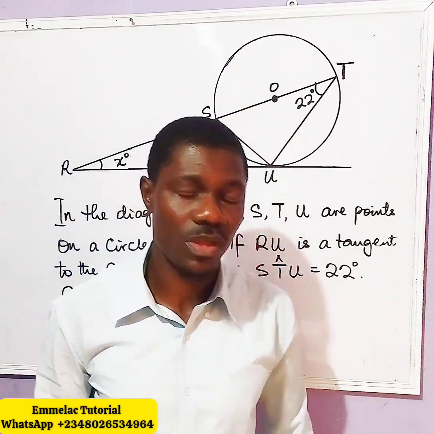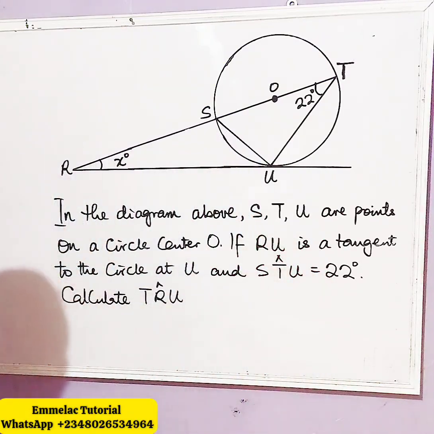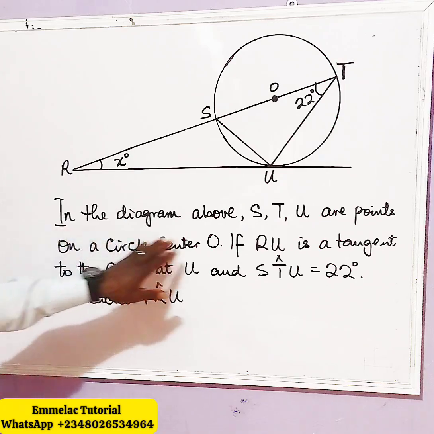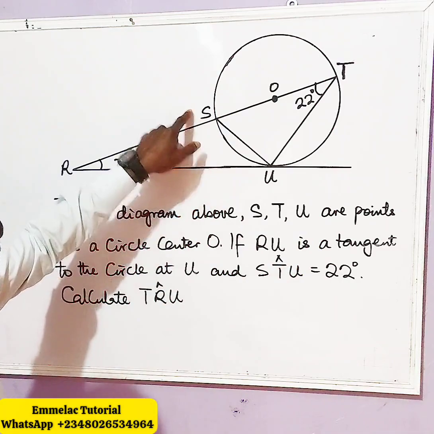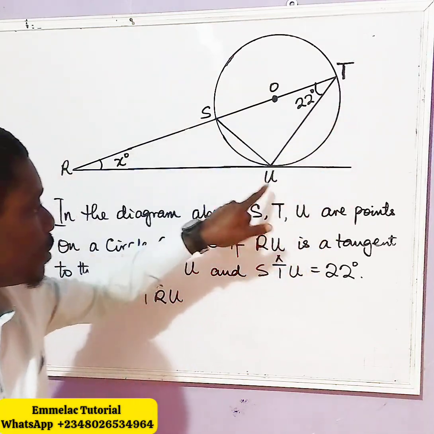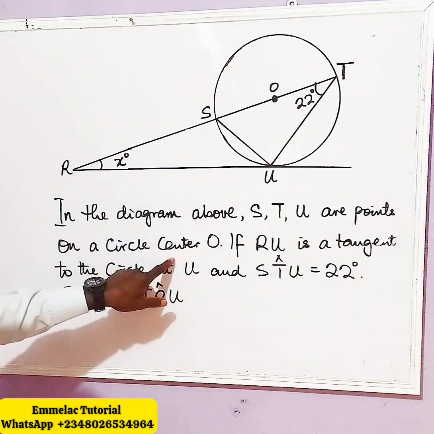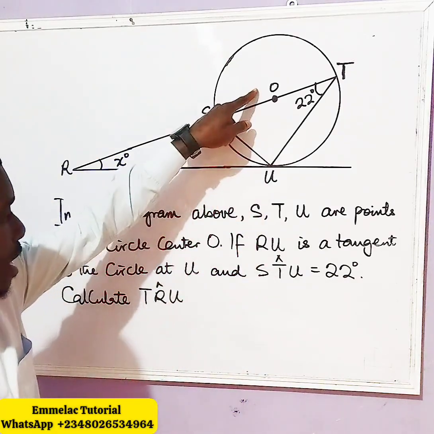Before us, let us look at this circle geometry question. It says that in the diagram above, which is this, S, T, U are points on the circle centered O. Okay, here you have it.